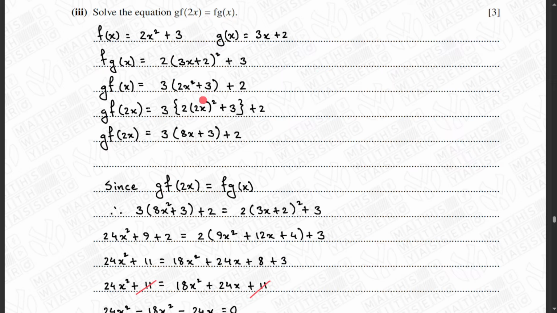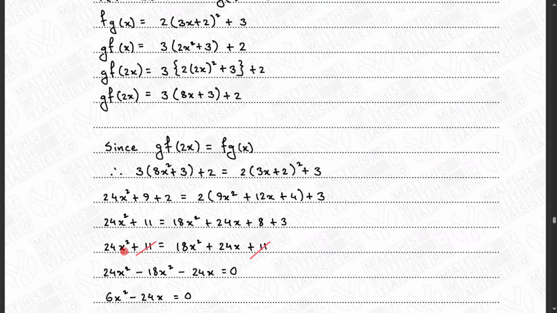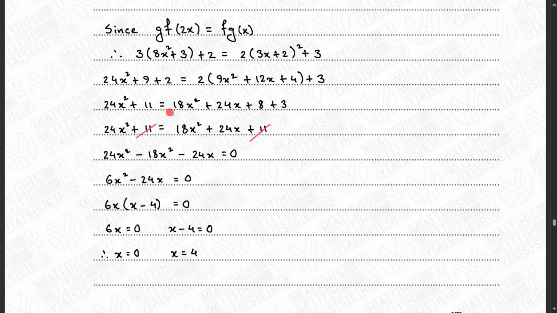As it is stated in the question, gf of 2x is equal to fg of x. So 3 within brackets 8x squared plus 3, plus 2, equals 3x plus 2 whole squared plus 3. If we expand the brackets, we get 24x squared plus 9 plus 2 equals 9x squared plus 12x plus 4 plus 3. Simplifying this, we get 24x squared plus 11 equals 18x squared plus 24x plus 8 plus 3.